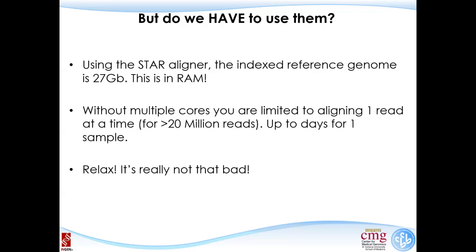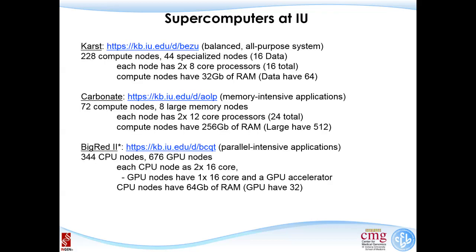So without multiple cores as well, you're limited to aligning one read at a time. So on your desktop, you have one processor. Generally, it's hyper-threaded, and it could be like a Core 2 or a Core 4. My desktop upstairs is a Core 8, and it still sucks. But you can use these clusters to get hundreds of cores on a single job. And it's also pretty simple to use these things. So we have 3 primary clusters that you guys will be working with here at IUPUI.